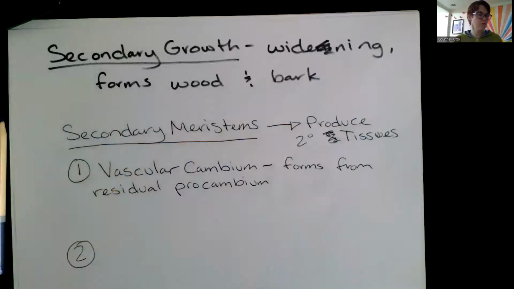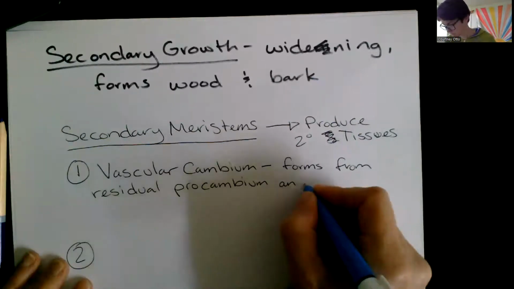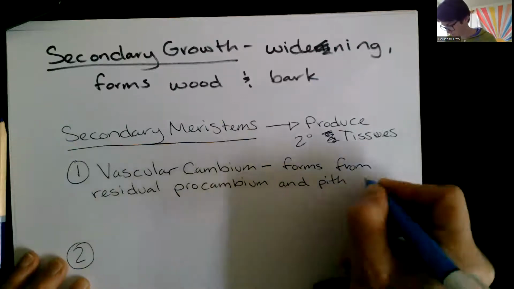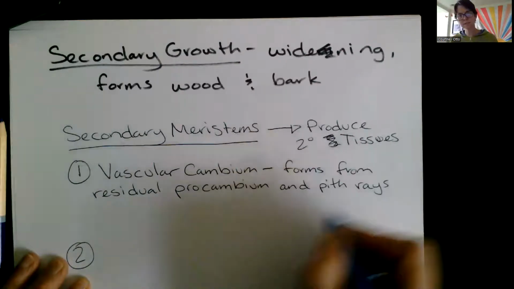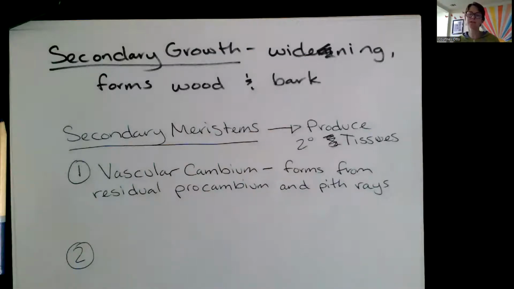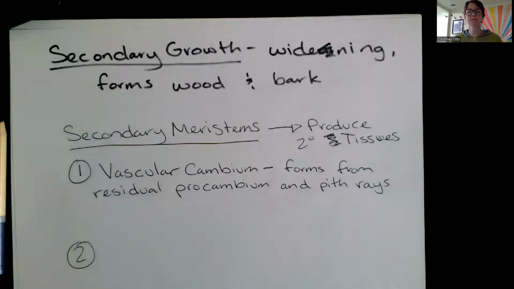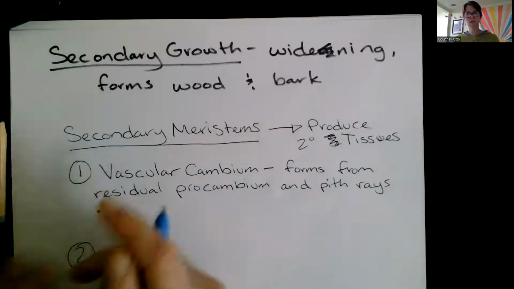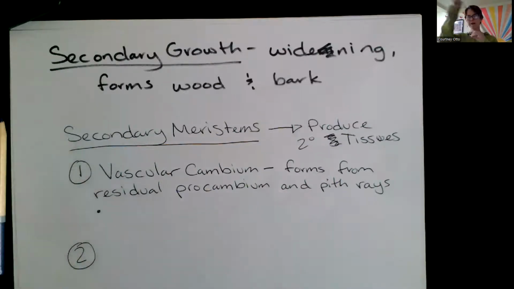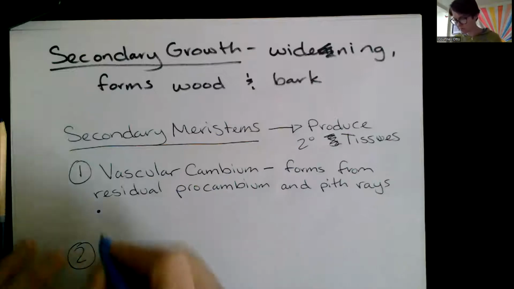So it forms from that residual procambium within the bundles. It also comes from cells within the pith rays. So cells inside those pith rays are going to dedifferentiate, give up their function, and become meristematic and link up with that residual procambium to form this complete ring, the vascular cambium. And overall, once that's done, we're going to have this ring, right? This ring of meristematic cells all the way around.